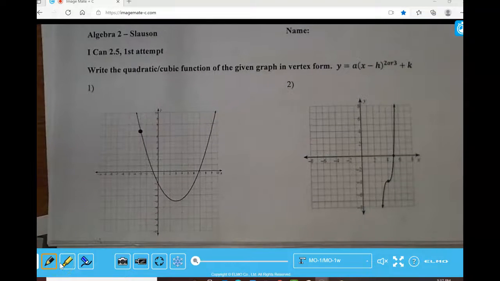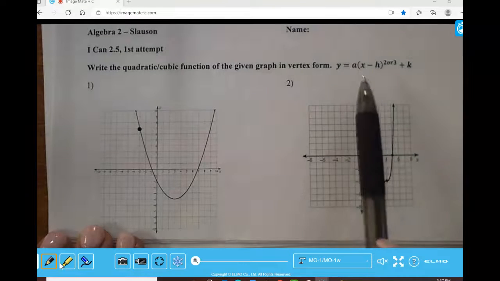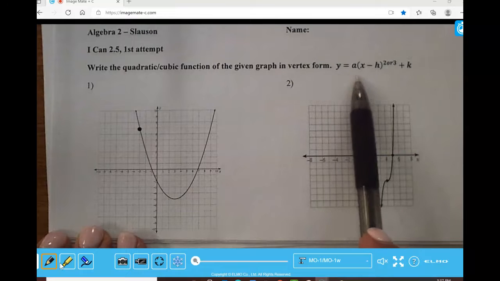Everyone, it's Mrs. Slauson, and here is your video answer key for your first attempt on the ICANN 2.5. Our job is to get these graphed functions into their proper vertex form.